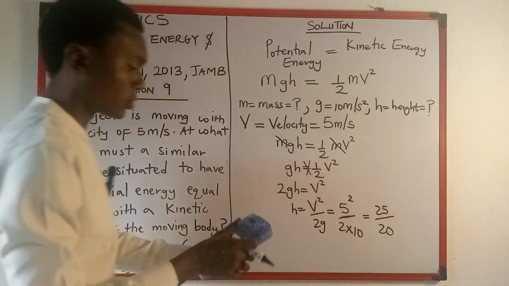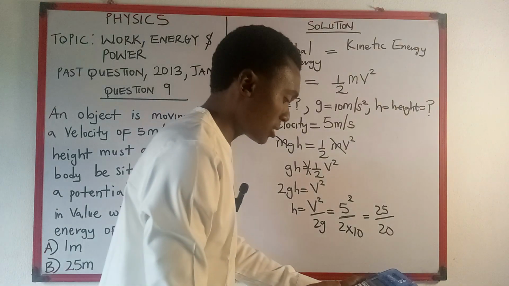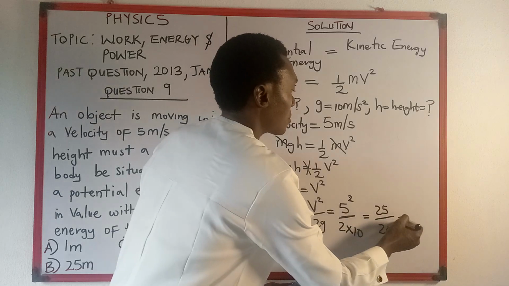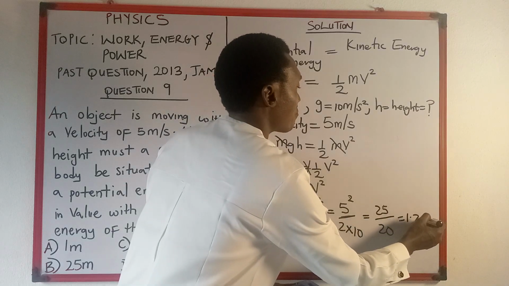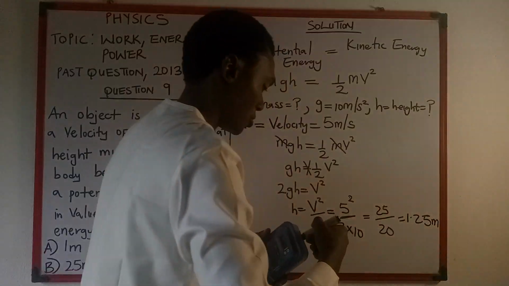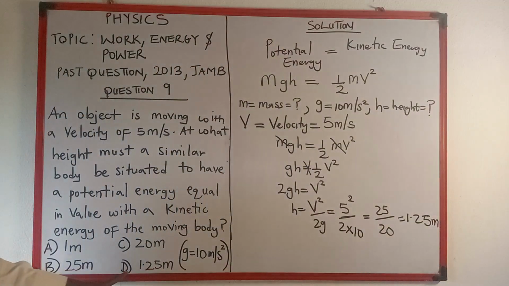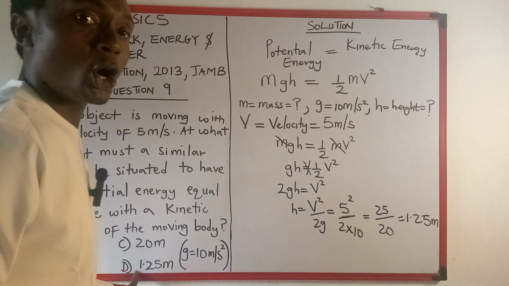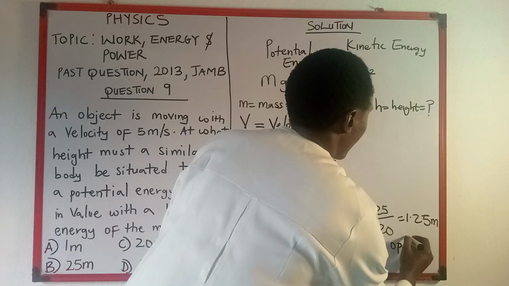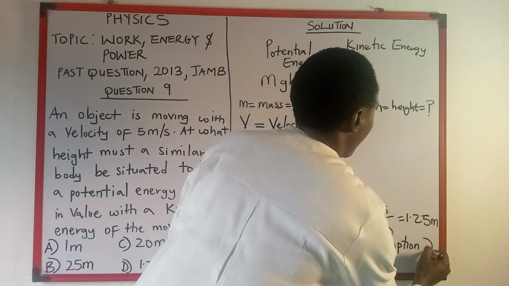So when you have your calculator there, 25 divided by 20, and you have 1.25 meter. You go to your options. You choose your final answer to be option D. So option D is our final answer.